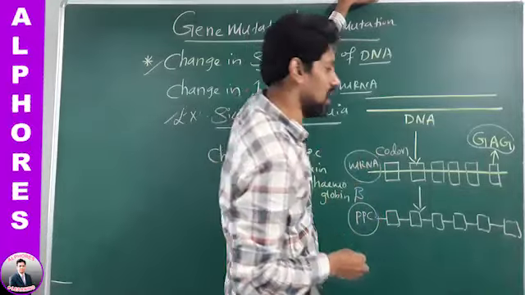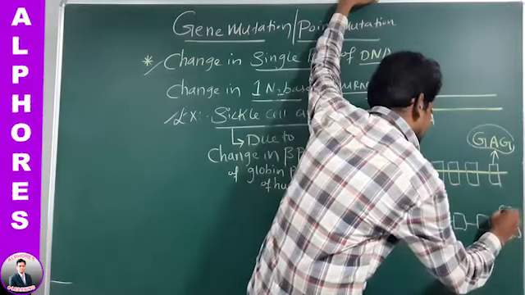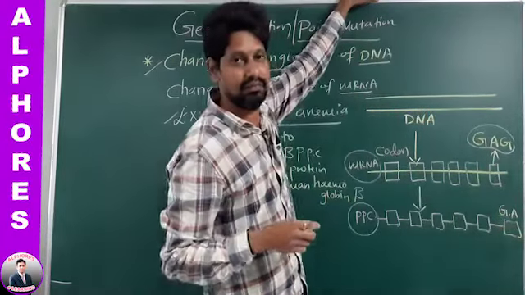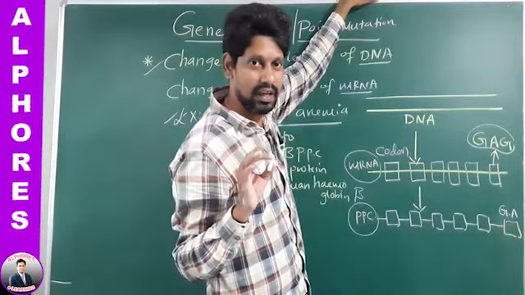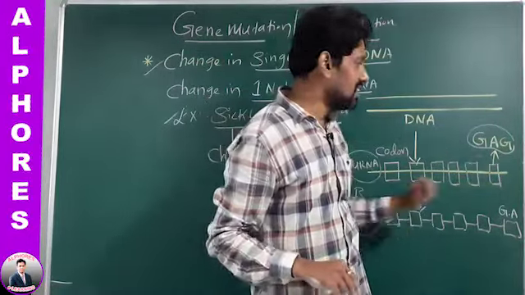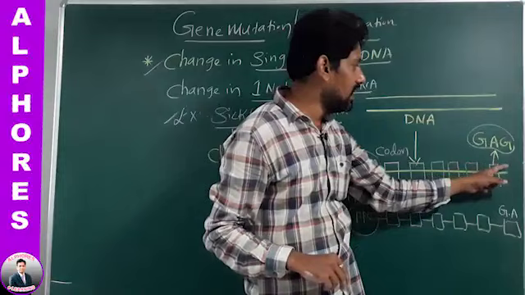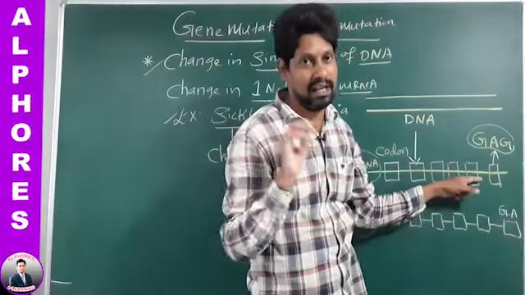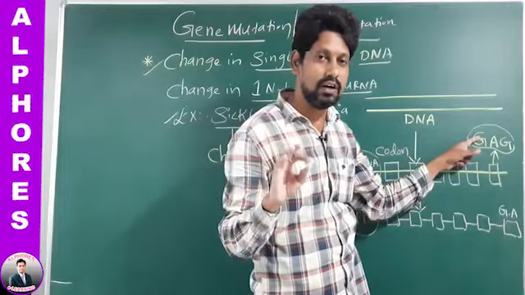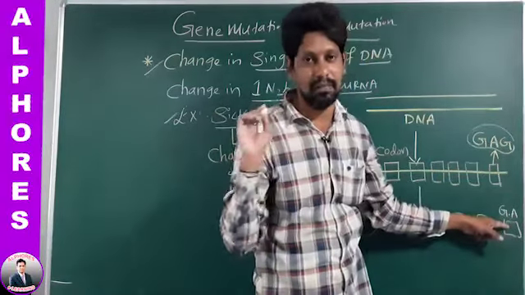GAG codes for which amino acid? Glutamic acid. It means now here what we should get? Glutamic acid. Is this statement okay? Clear? Therefore, see, this is mRNA. In this mRNA, GAG is one codon name. GAG codes for glutamic acid.